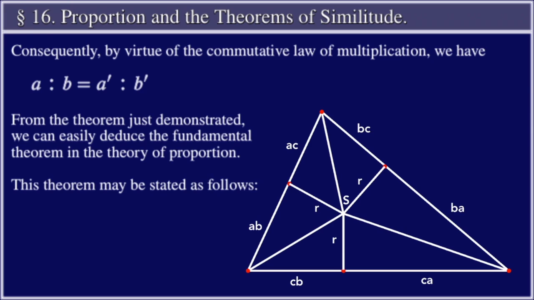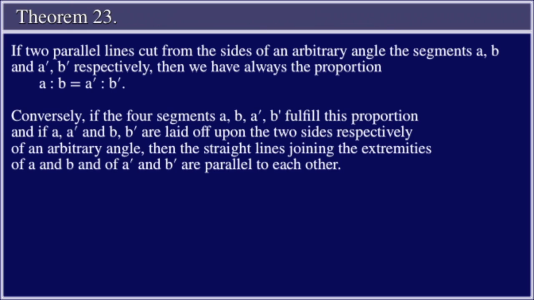From the theorem just demonstrated, we can easily deduce the fundamental theorem in the theory of proportion, and this theorem may be stated as follows. Theorem 23. If two parallel lines cut from the sides of an arbitrary angle the segments A, B, and A', B' respectively, then we have always the proportion A is to B equals A' is to B'.